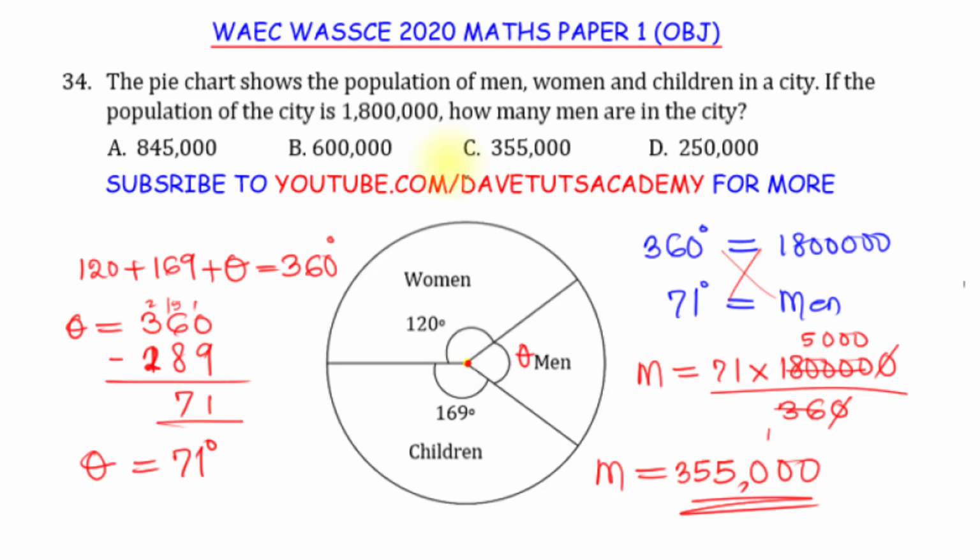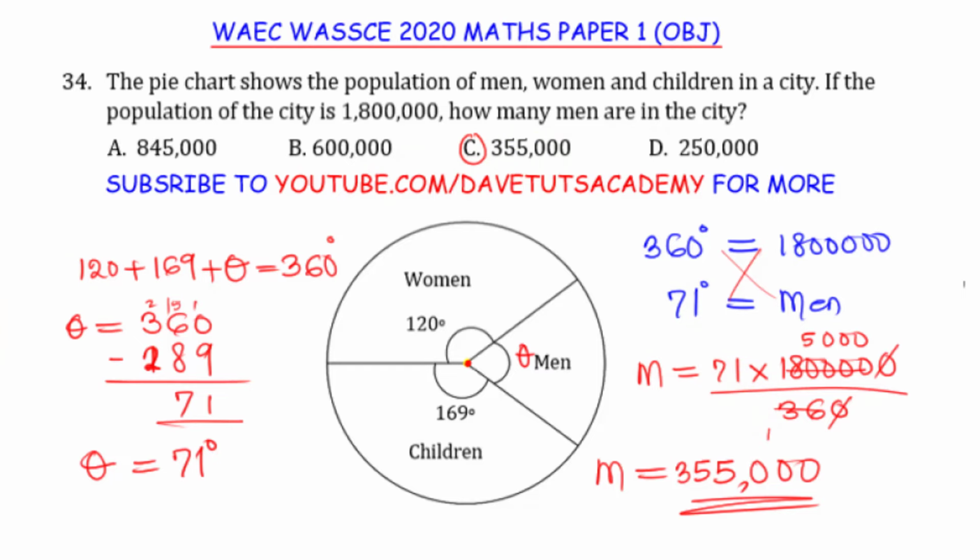So looking at the options, you can see option C amounts to 355,000. By first getting the angle corresponding to men and then relating it as a ratio to the total angle, which is relatable to the total population, we are able to get the number of men in the city to be 355,000.